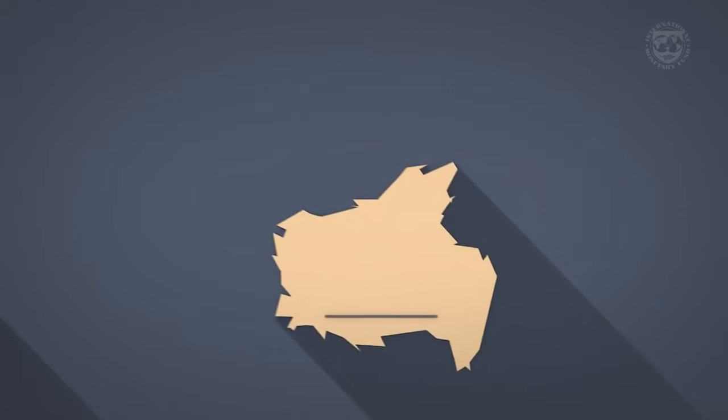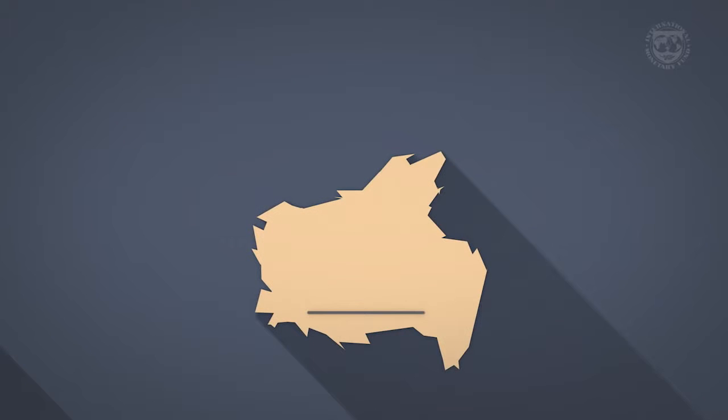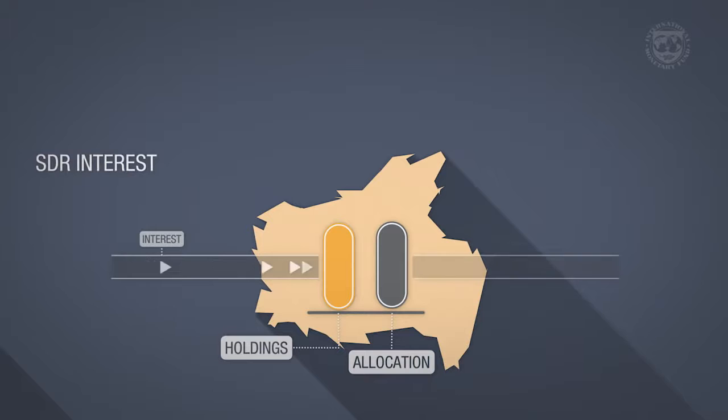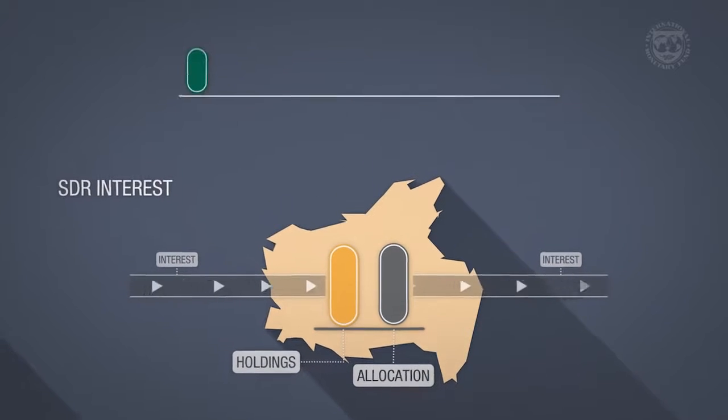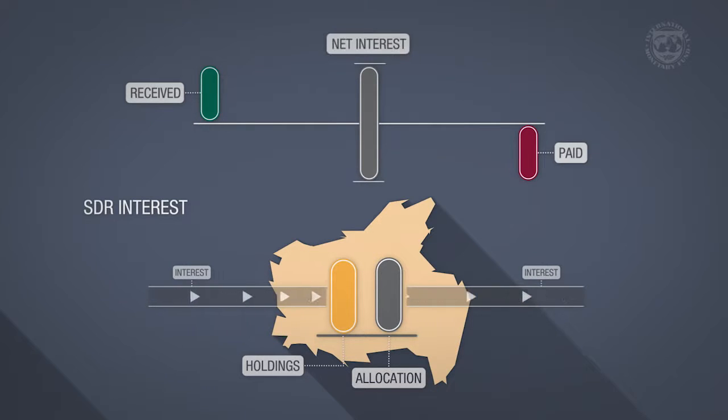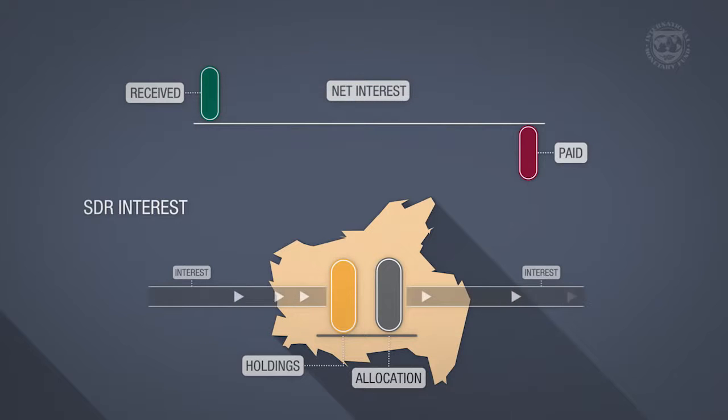At the time of the allocation, a member country is assigned two positions of the same amount: its SDR allocation and its SDR holdings. It receives interest on its holdings and pays interest on its allocation. The interest earned by a member on its holdings and paid out on its allocations are both based on the SDR interest rate. This means they cancel out completely as long as SDR holdings are equal to SDR allocations.